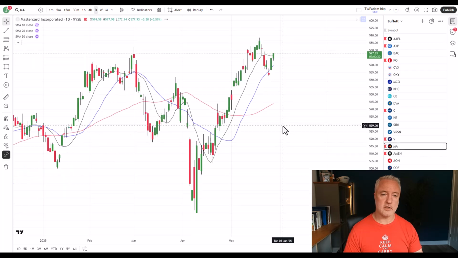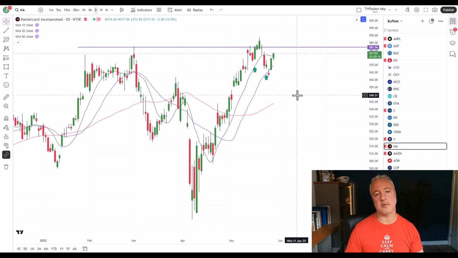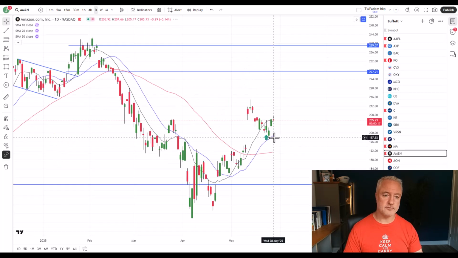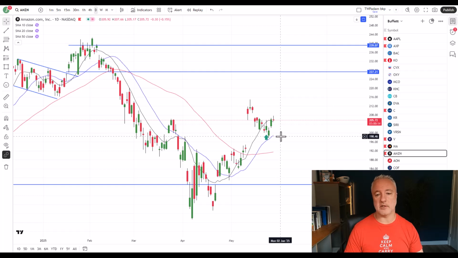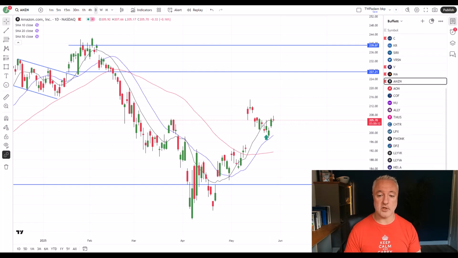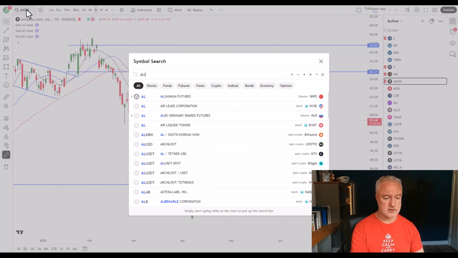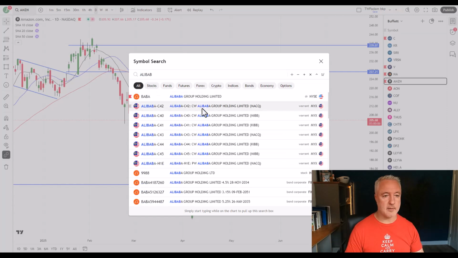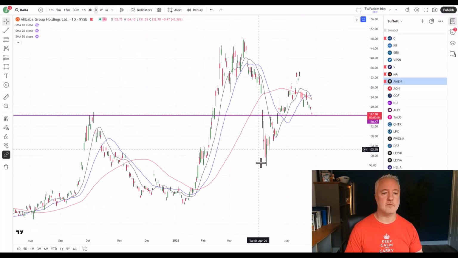Okay, MasterCard. Also very bullish at the moment. Amazon, pushing up quite a bit. So a lot of the markets are looking relatively bullish at the moment. Not necessarily everything. What about Alibaba? Okay, not looking as strong.